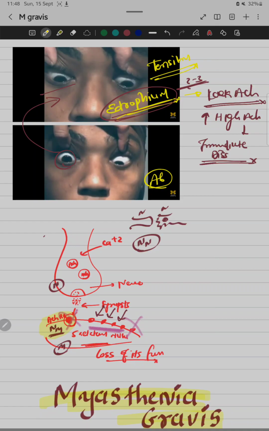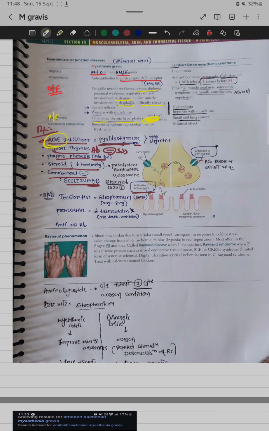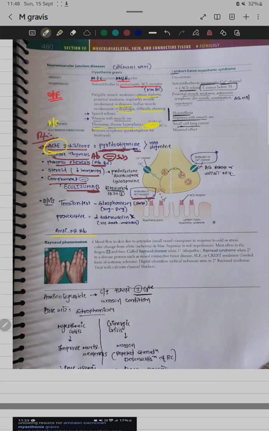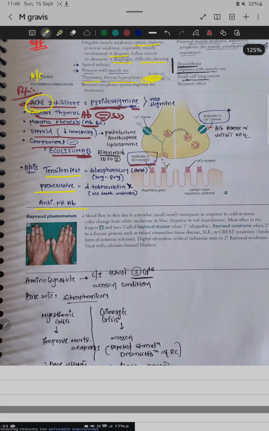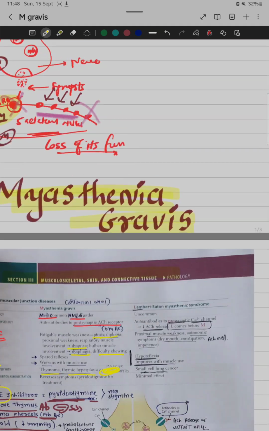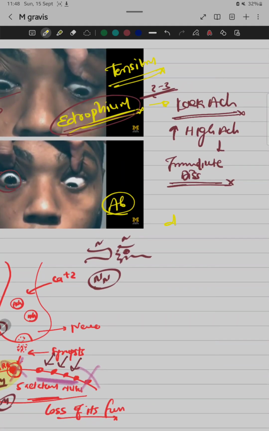So we draw the serum blood of the patient and do the antibody test, and if we find antibodies against the acetylcholine receptor, this is the anti-AChR antibody. It is also one test, along with the Tensilon test by edrophonium that we have. The other test is the provocative test, in which we give him D-tubocurarine.